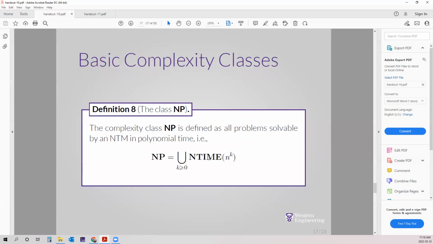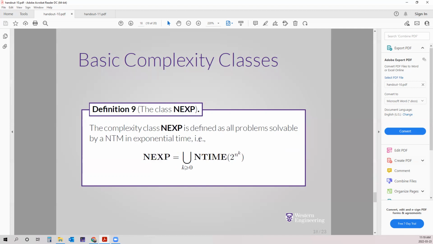The class NP. The complexity class NP is defined as all problems solvable by a non-deterministic Turing machine in polynomial time, same as deterministic. But here, when we calculate, we have n to the power k. So it's polynomial, but we call it NP because it's non-deterministic, multiple paths. And NEXP is the same, but we have 2 to the power n to the power k as the exponential function.